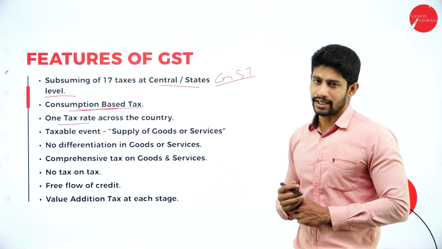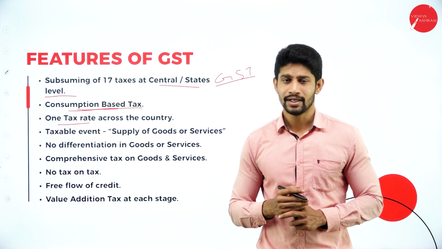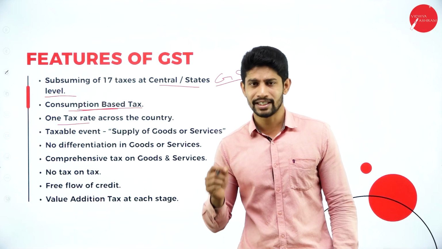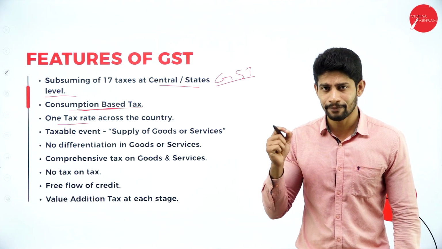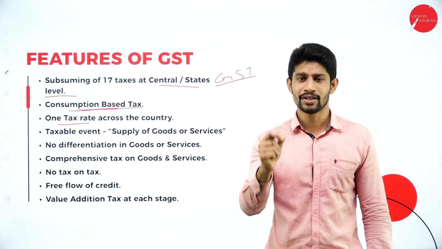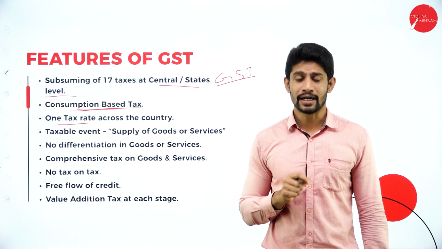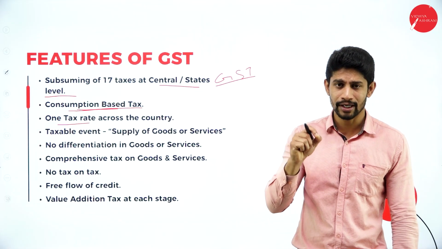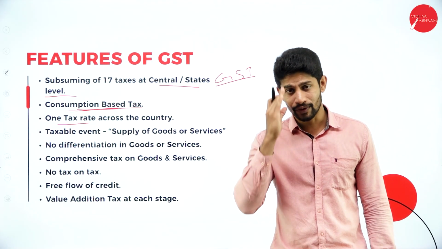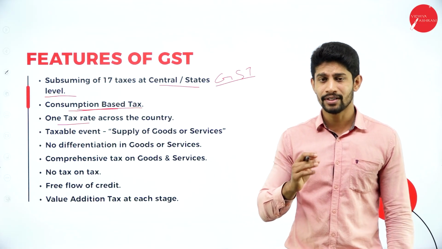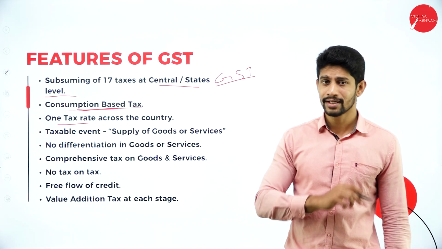One tax rate across the country. One more beautiful feature of GST is one tax rate across the country. So if 5% is applicable on a particular product in Karnataka, the same rate of tax is applicable all over India. For example, if 12% tax is applicable on a particular t-shirt, the same rate of tax is applicable on the t-shirt all over the country. They will not change the rate of tax on that particular product. If they are charging 12%, they will charge 12%. If they are charging 28%, they will charge 28%. So one country, one tax. In the same way, one tax rate across the country.